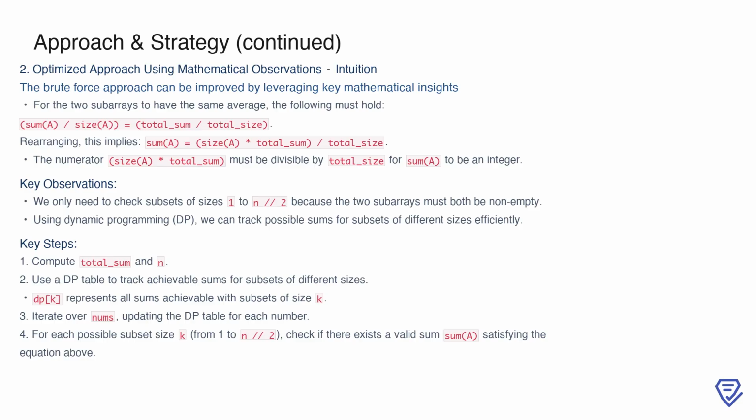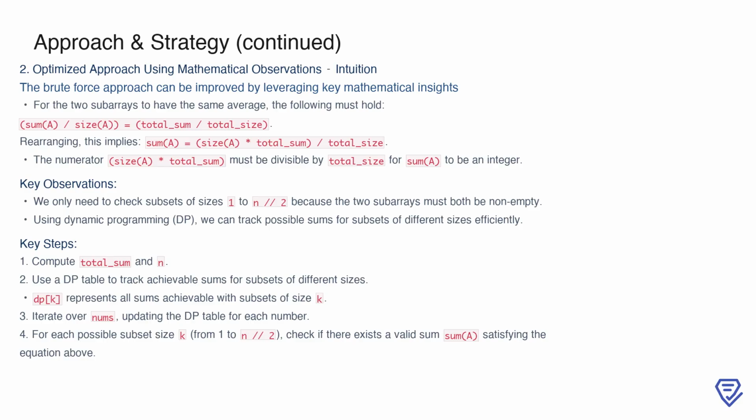Rearranging this, we find that sum_a equals size_a * total_sum / total_size. An important insight here is that the numerator, size_a * total_sum, must be divisible by total_size for sum_a to be an integer. Additionally, we can limit our search to subsets of sizes ranging from 1 to n // 2, since both resulting subarrays must be non-empty.